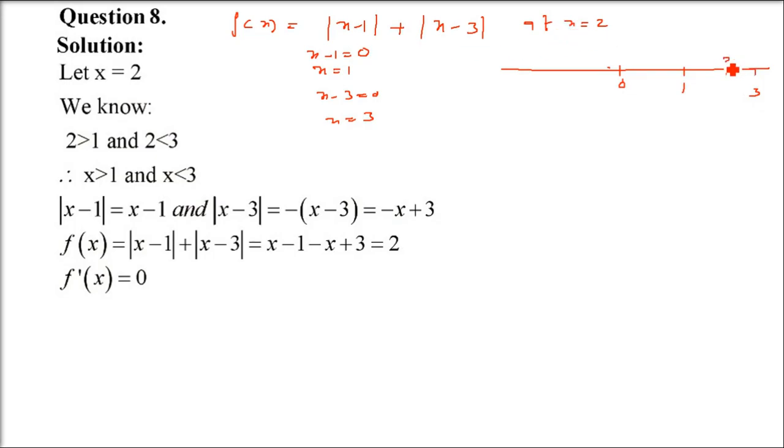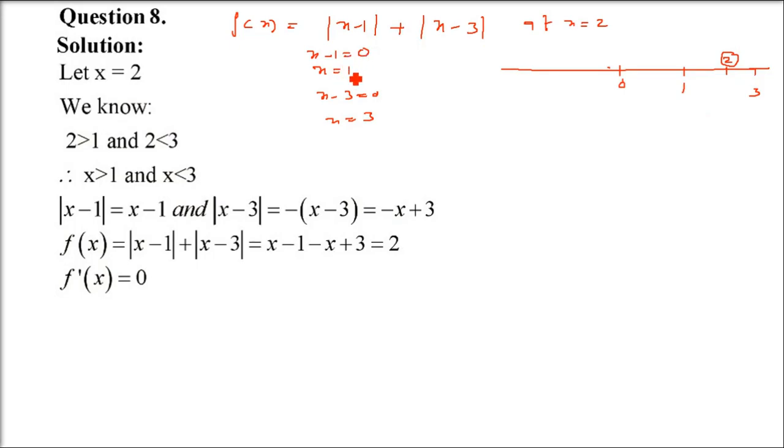So if you see, x equals 2, so 2 is in between 1 and 3. It's already given in the question that you have to find out at x equals 2. So the best thing I suggest is to always put this 2 here and see what is going to be positive and what is going to be negative. The only thing is this.